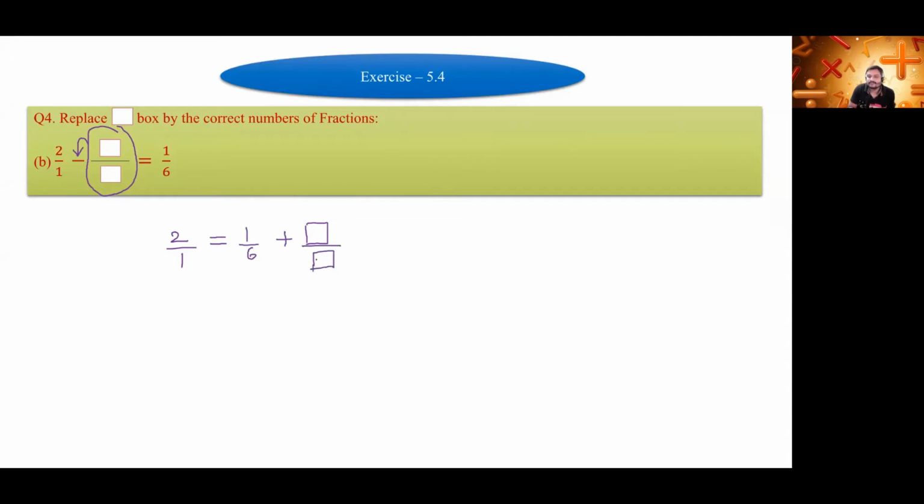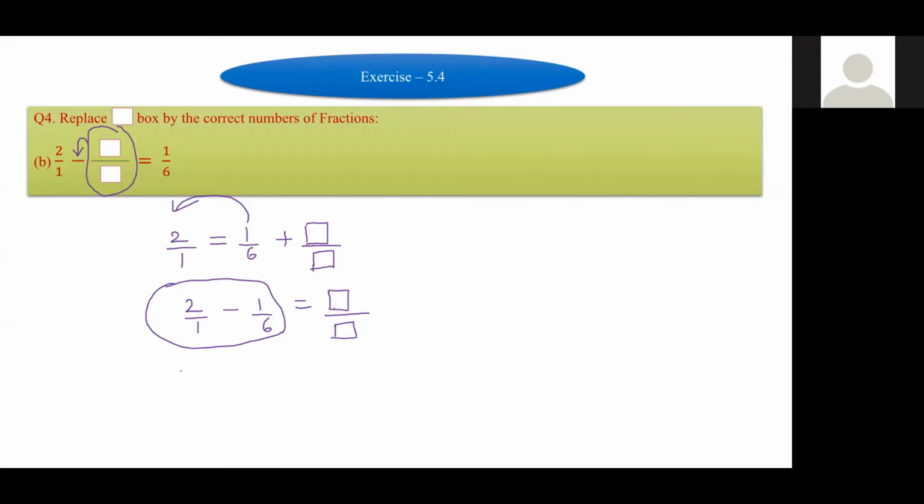Now we want the value of these boxes. So we will shift this fraction to this side because if we want the value of the unknown quantity, we shift all the other things to the other side. Yes or no? So 2/1 minus 1/6 will be equal to box upon box. Now just solve this part and you will get the answer of these boxes. Okay. Now how to solve it, Shlok?